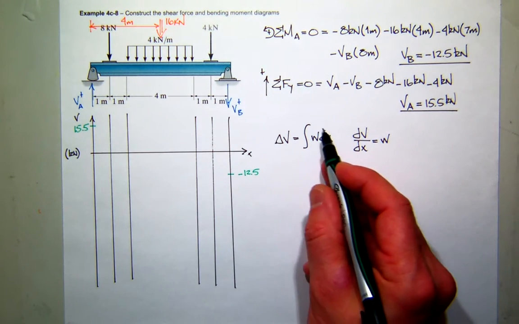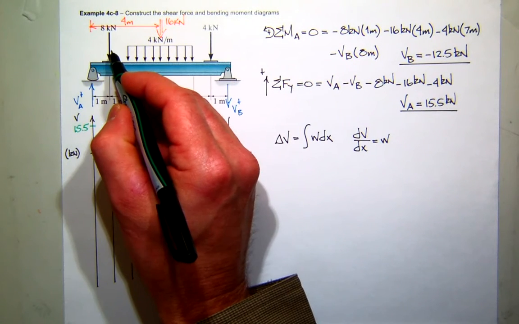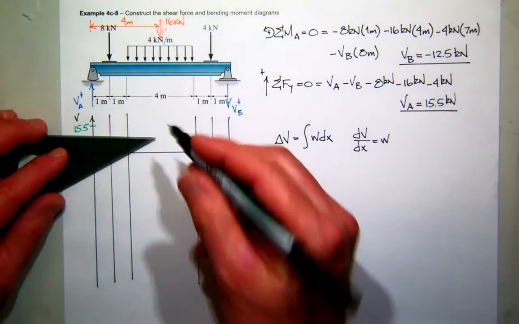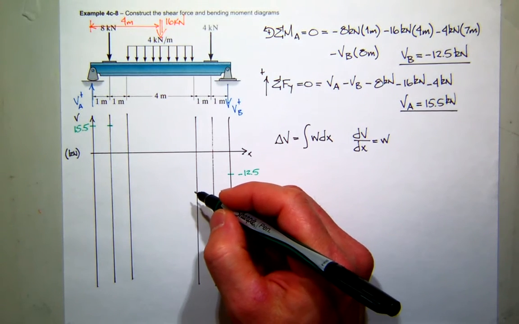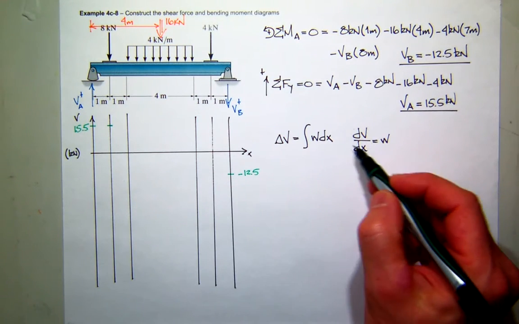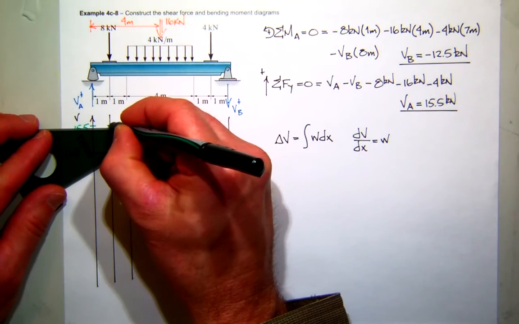So what's the area under the load diagram over the first meter? 0. So there should be no change. I should stay at 15.5. And the shape of that curve is given by the load, and the load is 0, so I have a 0 slope.